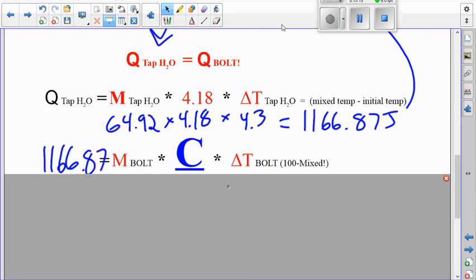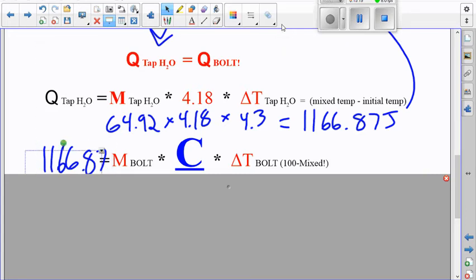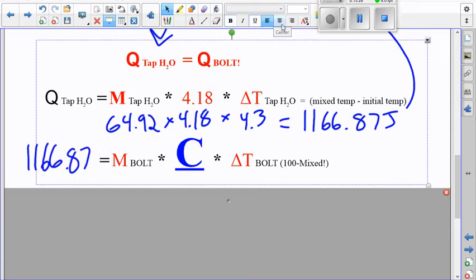Let's see here if I can do that over just a bit. Dumb board.